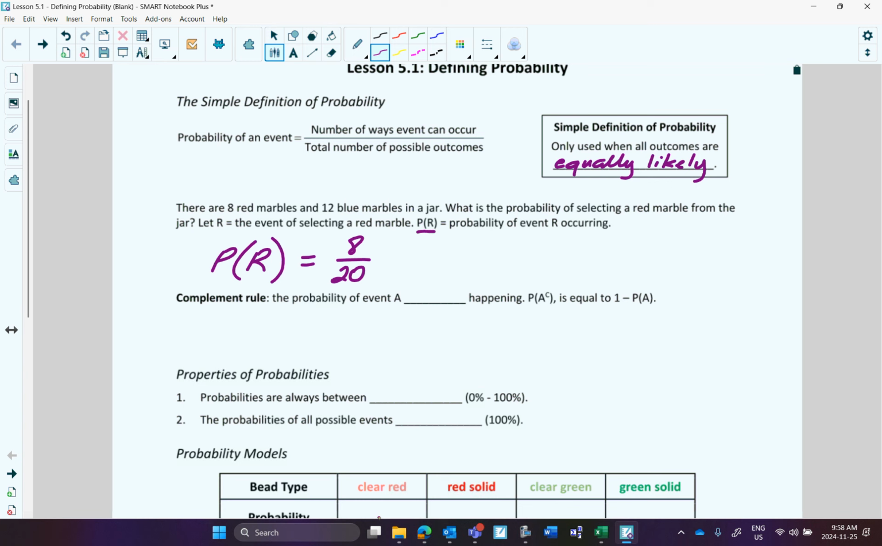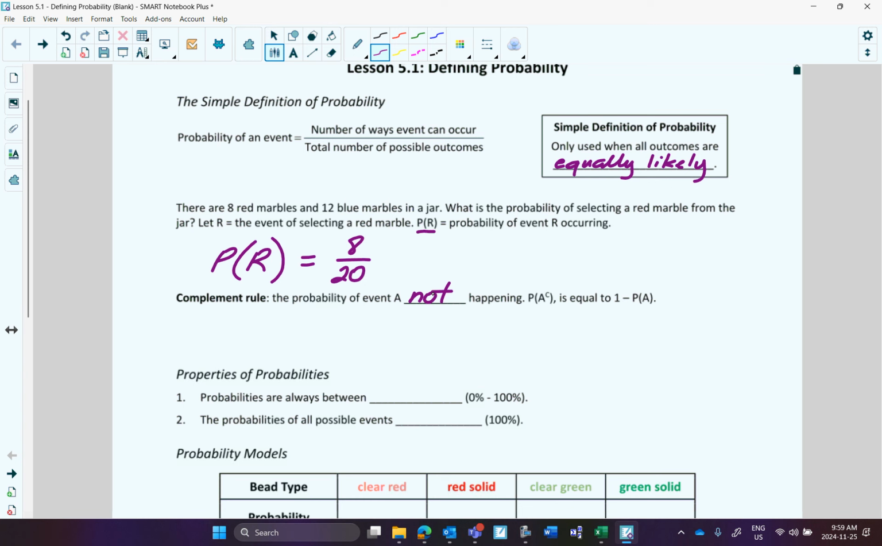The complement rule is the probability of some event, let's call it A, not happening. The notation we use for the complement of some event is the capital letter of the event and then a little c like an exponent. It's always equal to 1 minus the probability of the event happening.